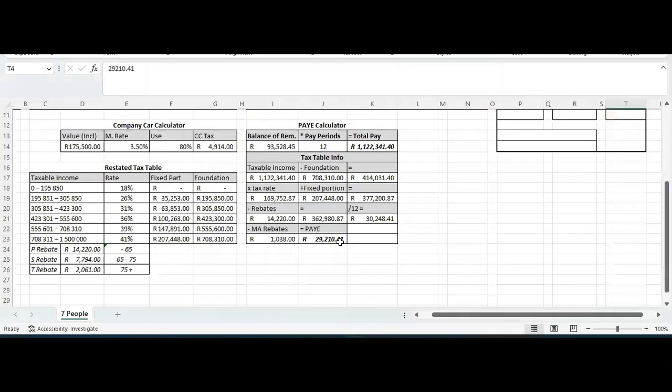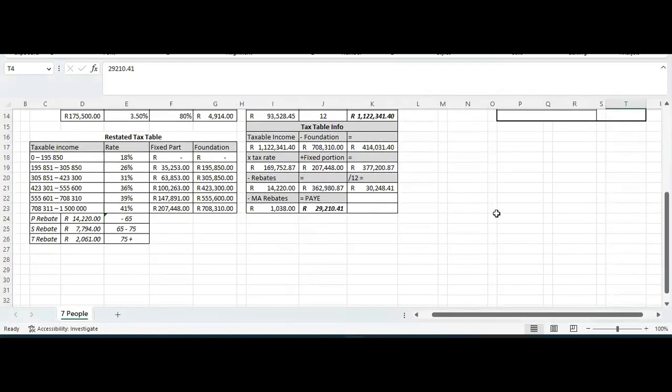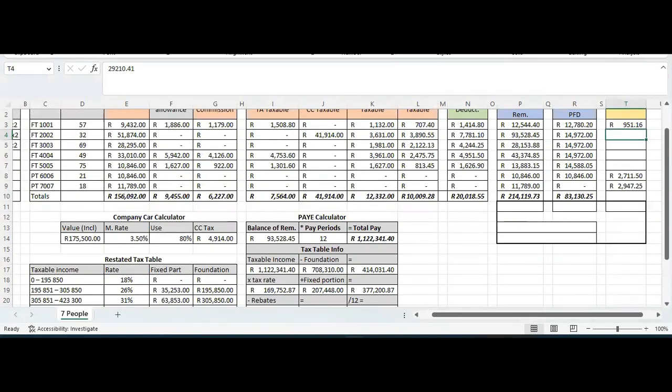amount that we had there, but that was 29210. If I reveal it there, you see it is 29210, and so I know the calculation is right because it's what I got earlier as well. Then I'm not going to do it for employee number 3 because you've seen how it works. And I'm not going to do it for employee number 4 because you've seen how it works.